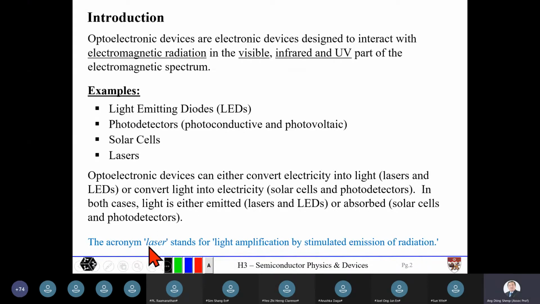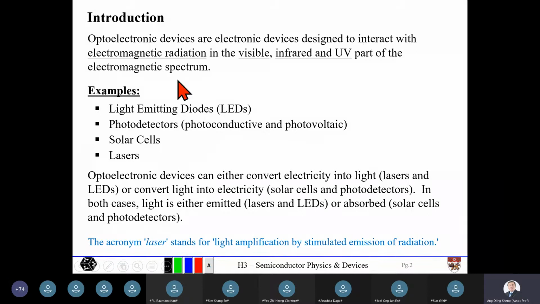We will not be discussing laser. Laser is not in your syllabus. But the way it operates is quite similar to LED. But there are some important differences which I can highlight later on if we have time. We should have time. So after discussing LED and photodetectors, if we have time, then we can talk briefly about lasers. But laser is not inside your syllabus, so it's not examinable.